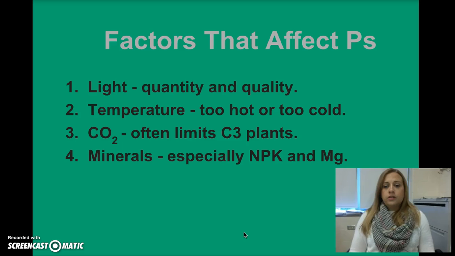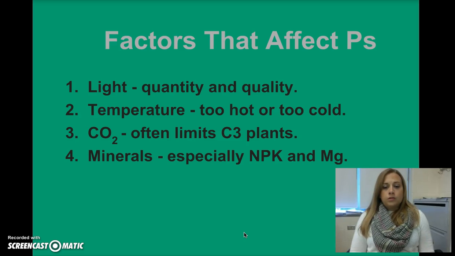Temperature, so whether or not things are too hot or too cold. Keep in mind that you have lots of enzymes that are responsible for these reactions taking place. And so when it gets too hot, we can deactivate or denature those enzymes, or if it's too cold, these processes are going to occur slower. The amount of carbon dioxide can limit C3 plants, because if the carbon dioxide is low, plants could be pulling in oxygen, and you would have photorespiration taking place.